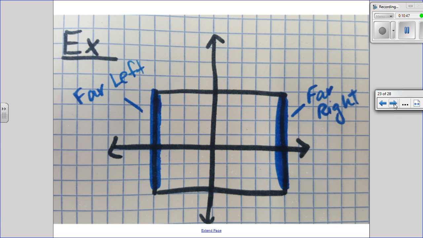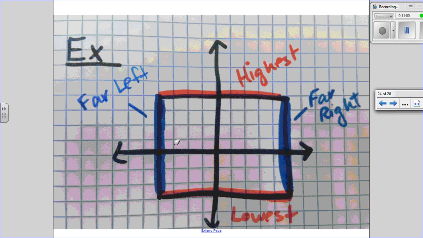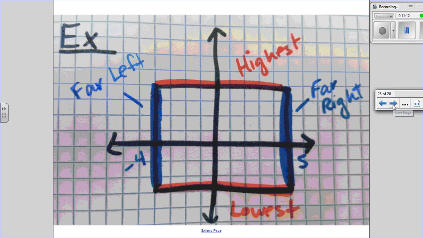Okay, so this is another kind of interesting case. We have an entire line that's our far left and an entire line that's the far right. And just like with the domain, our range is also similar. We have an entire line that's the lowest point and an entire line that's the highest point. So for these, it looks difficult, but it's actually not that hard because all we really have to do is label what those numbers are.